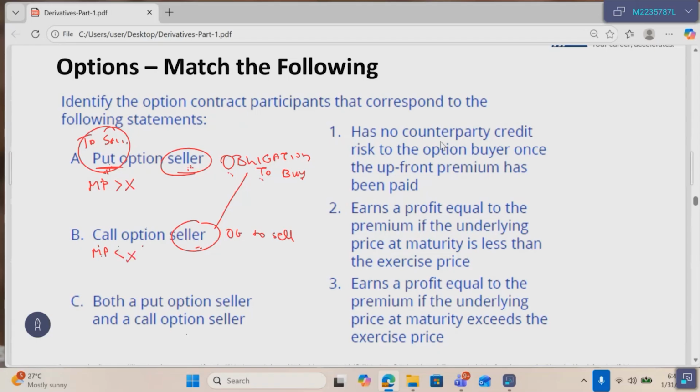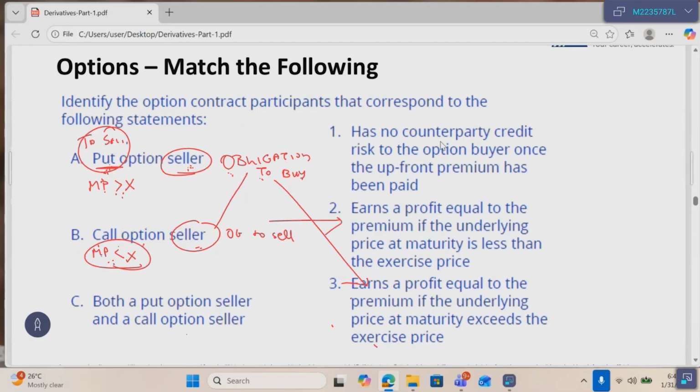Because this guy will not want more or less, he wants more. And this guy will want less. So if the market price is less, then it's useless because the market price should go up for him to profit, right? When is that happening? If the underlying price at maturity is less than the exercise price, or the underlying price at maturity exceeds the exercise price. So the answer is here, right? Correct? Because the underlying price is more, he earns a premium. Here, call option seller. Underlying market price is less, so the answer is here.